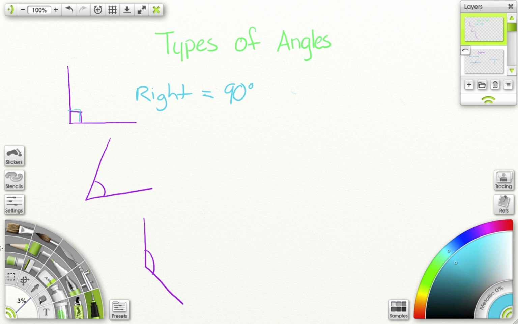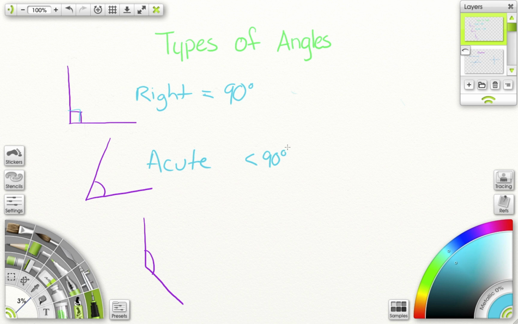Okay? The other angles we have here, this one is called an acute angle. Acute means it's less than 90 degrees. The way to remember acute is that it's small. It's smaller than 90 degrees, so it's cute. So small means cute, so it's an acute. And that means it is less than 90 degrees.